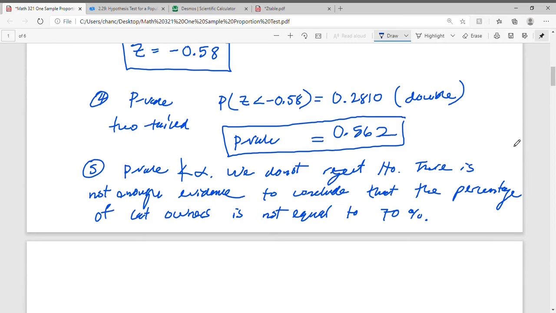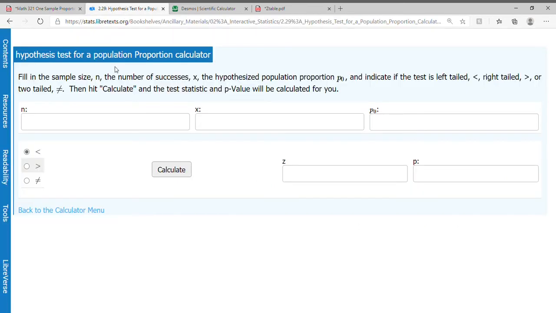Now, let's check our numbers with our statistics calculator. So let's go to our hypothesis test for a population proportion calculator, and let's check to make sure our answers are correct. I know the sample size is 700, and the number of successes was equal to 483. I know our null hypothesis was equal to 0.70. And we had a two-tailed test, so make sure you select not equals and calculate.